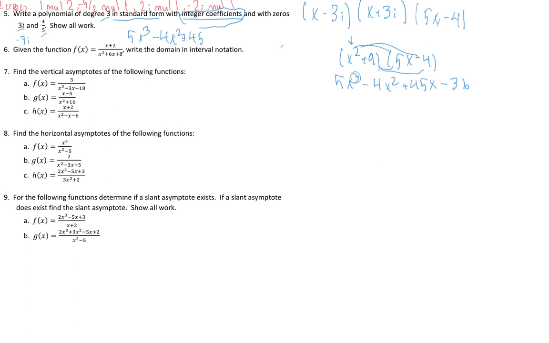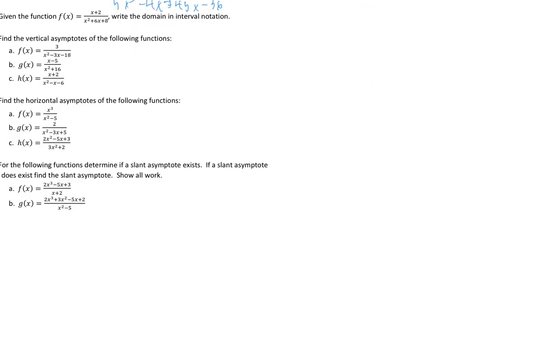So for this next one, it says given the function f of x equals x plus 2 over x squared plus 6x plus 8, write the domain in interval notation.